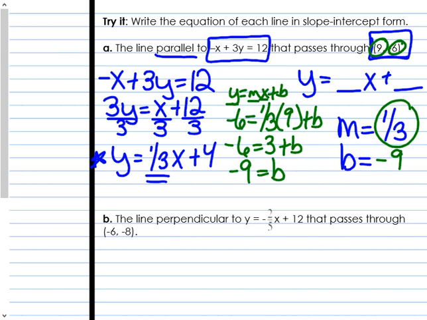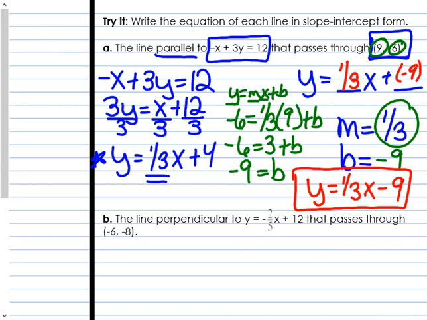I'm going to write out my equation. Y equals 1/3 x plus -9, or if you want to write it as y equals 1/3 x minus 9. So my slope, 1/3, is parallel to my original slope of 1/3. The slopes are the same, so the lines are parallel. And I used the slope and the point they gave me to find the b, and I rewrote y equals mx plus b as y equals 1/3 x minus 9.